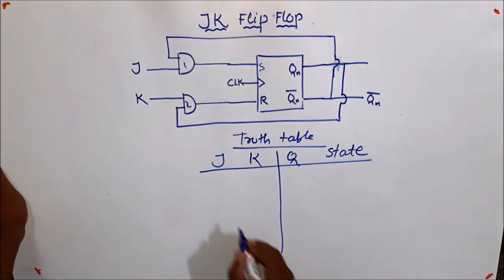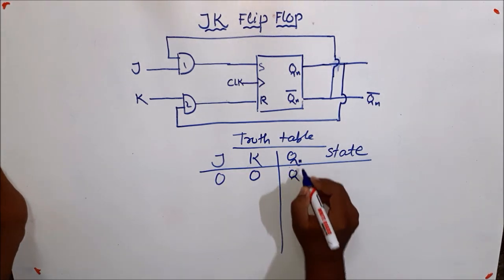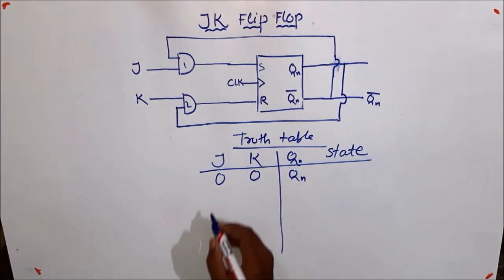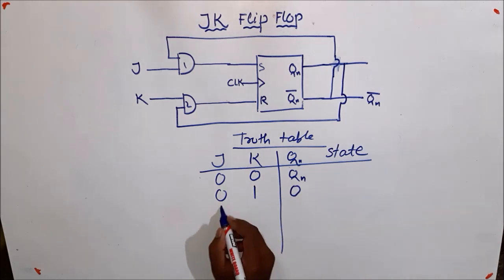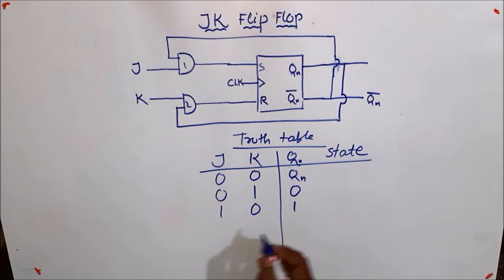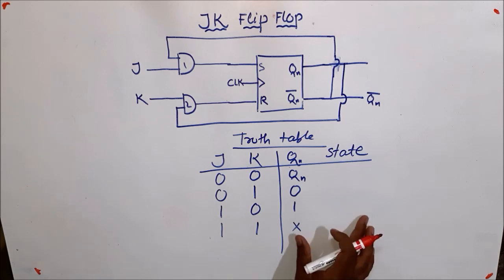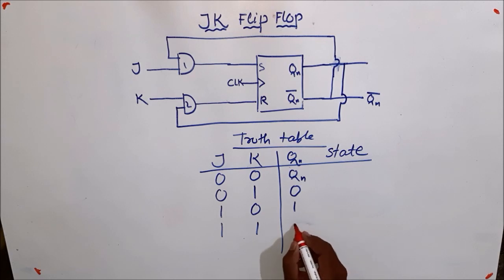That means when JK is 0 0, Qn plus 1 is equal to Qn. This is a table from SR flip-flop. Again, for 0 and 1 we got 0. Then for 1 0 we got 1. But in 1 and 1, for SR flip-flop we used to get an invalid condition. But that is actually rectified here, and instead of an invalid condition, in JK flip-flop we are getting Qn complement.